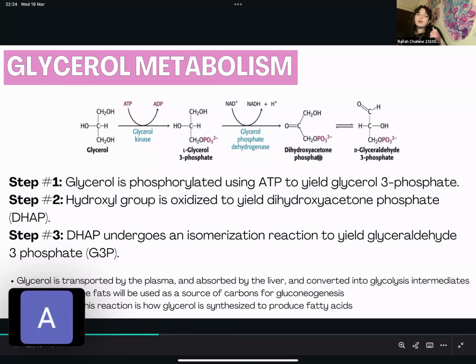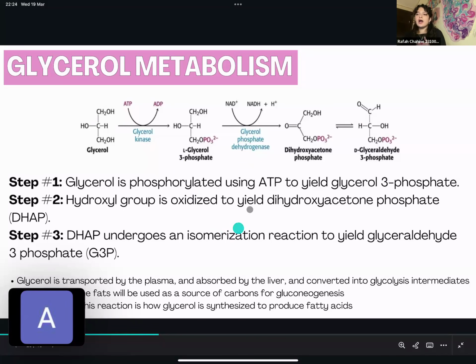Now, I'm pretty sure you took glycolysis and gluconeogenesis. You probably heard DHAP mentioned more than once, and it's a pretty famous term, and this is where we get it from, glycerol metabolism. Now, in step number 3, which is when DHAP becomes glyceraldehyde 3-phosphate or G3P, this term isomerization was not mentioned in your slide, but everything else was mentioned, so I decided, let's just mention it here in case you want to know.